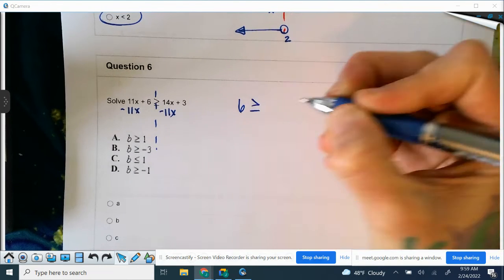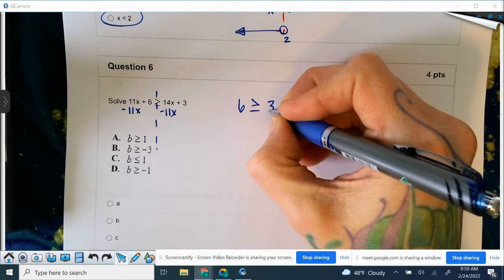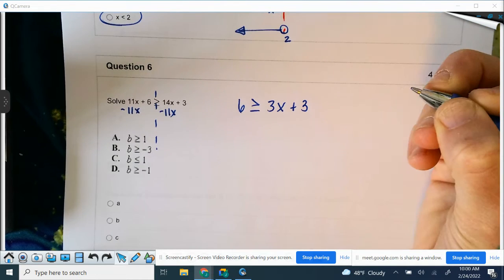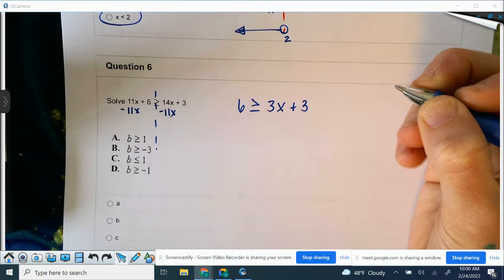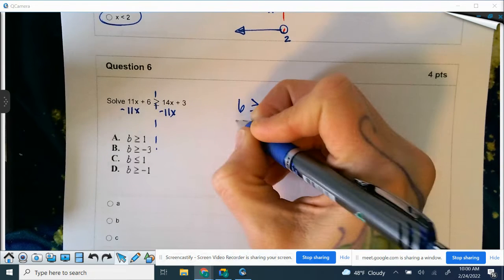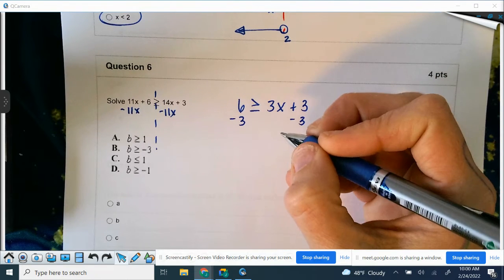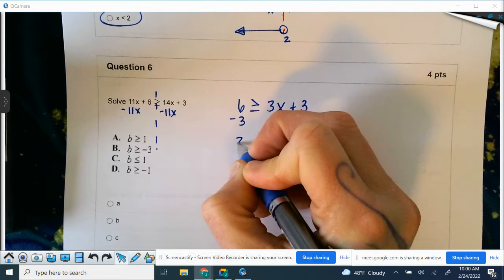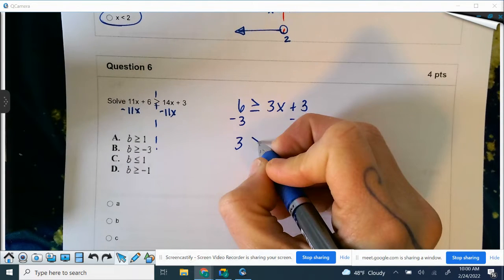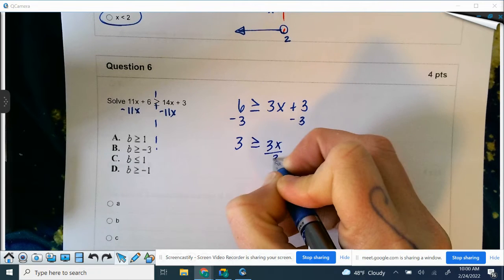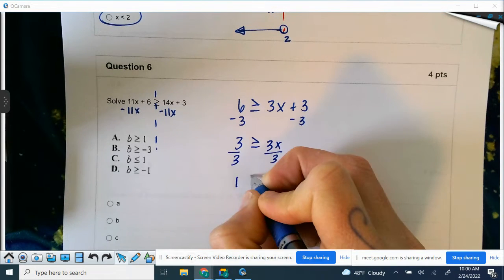So 6 is greater than or equal to 3x plus 3. I'm going to subtract 3 from both sides. That's going to give me 3 is greater than or equal to 3x. Divide both sides by 3. 1 is greater than or equal to x.